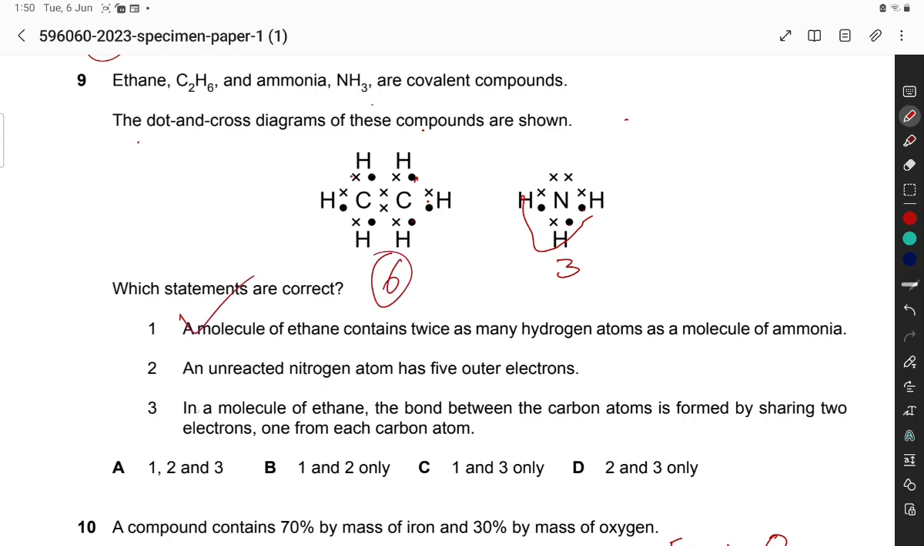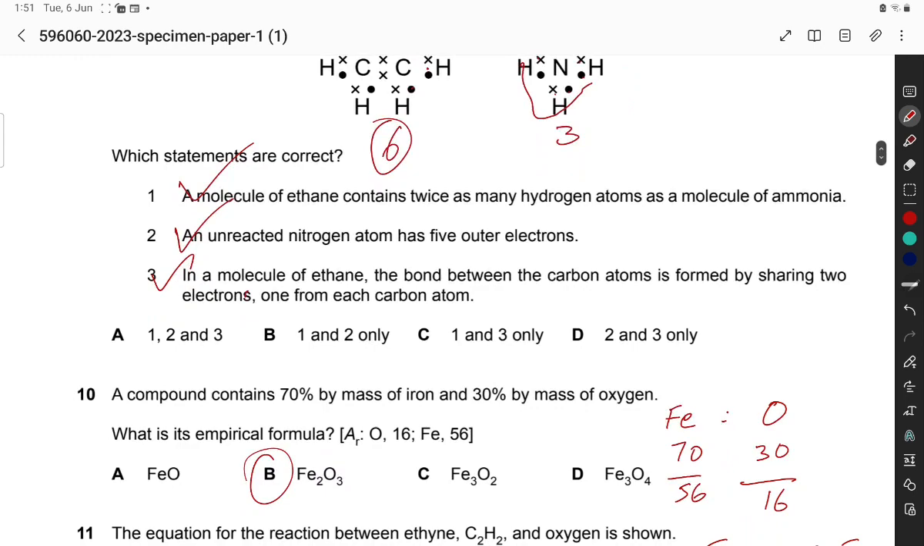This option is correct. An unreacted nitrogen atom has 5 outer electrons. Yes, unreacted nitrogen has 1 2 3 4 and 5. So this is correct. In a molecule of ethane, the bond between the carbon atoms is formed by sharing 2 electrons, one from each carbon atom. Yes, it is also correct. So 3 statements are correct, so the option is A.